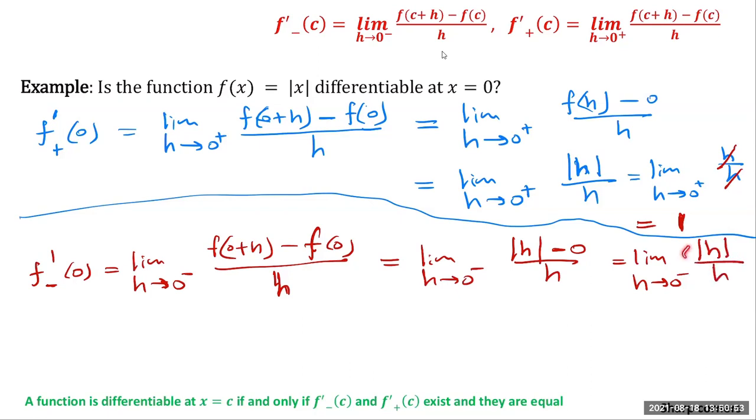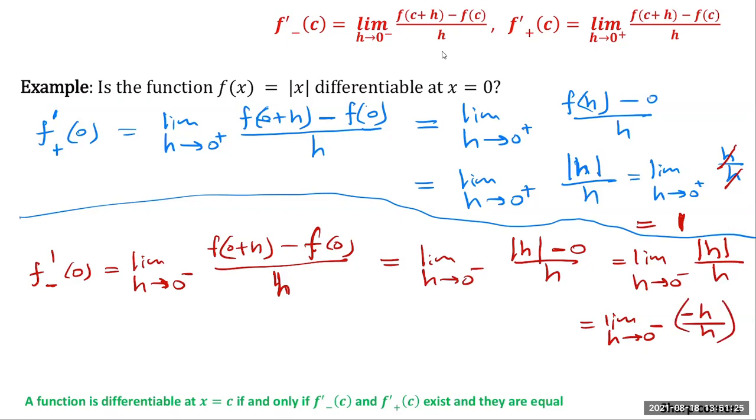Now, again, to find this limit, I need to get rid of this absolute value. How do I get rid of my absolute value? Notice that your h is approaching 0 from the left-hand side. That means you can think of h as a negative number since it is approaching 0 from the left-hand side. So to get rid of this absolute value, I have to put a minus sign. Okay, so this will be equal to the limit as h approaches 0 from the left-hand side of minus h divided by h.